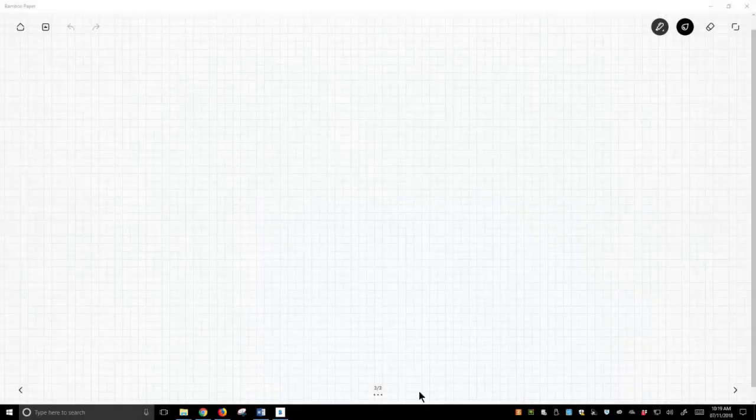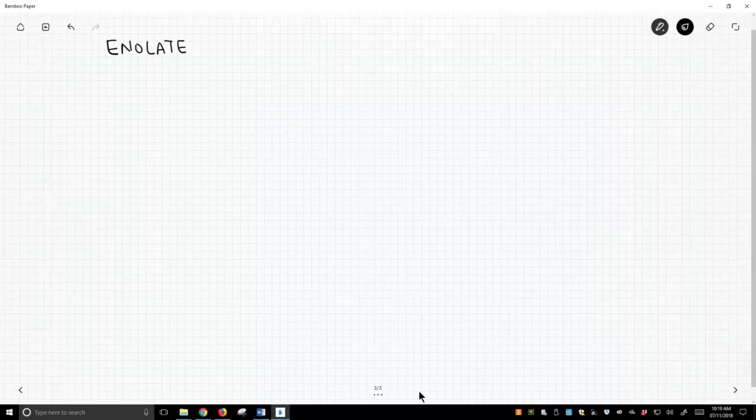Okay, so what are common things that we do with enolates? One is enolate alkylation. Okay, let's draw a ketone. Again, I'm going to use my very simple ketone. Turns out for enolate alkylation, we're going to make an enolate.